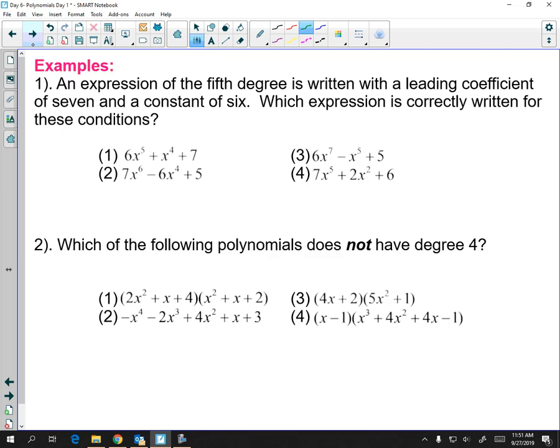Take a minute to pause the video and answer these two questions on your own. So in the first example, it asks for a leading coefficient of 7 and a constant of 6. Remember, a constant is a term with no variables. In this case, our only choice that has a 6 is choice 4. It also has a leading coefficient of 7, which number 2 did as well, but we're going to go with 4 because it has the proper constant.